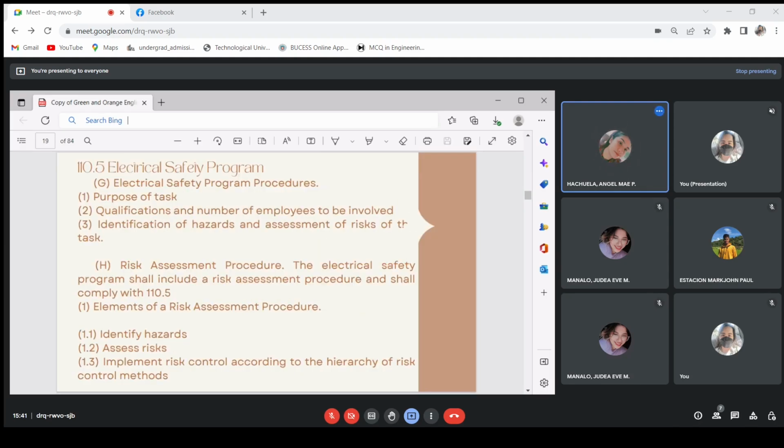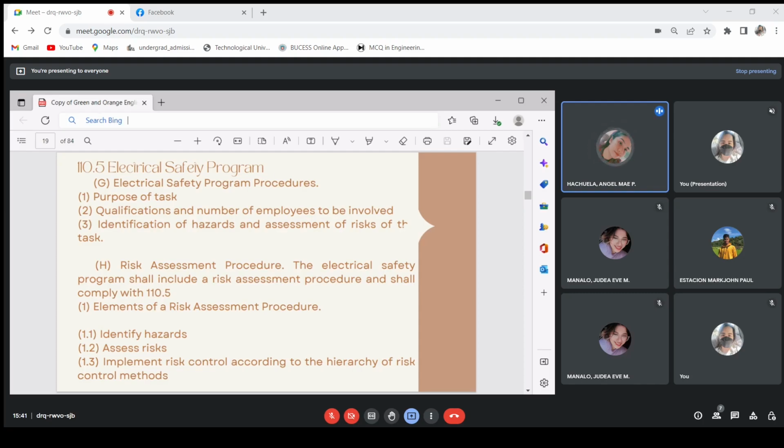Next is electrical safety program procedures. So in electrical safety program procedures, an electrical safety program shall identify the procedures to be utilized before work is started by employees exposed to an electrical hazard. For an example of typical electrical safety program procedures, number 1 is the purpose of the task. Number 2 is the qualifications and number of employees to be involved. Number 3, identification of hazards and assessment of risk of the task.